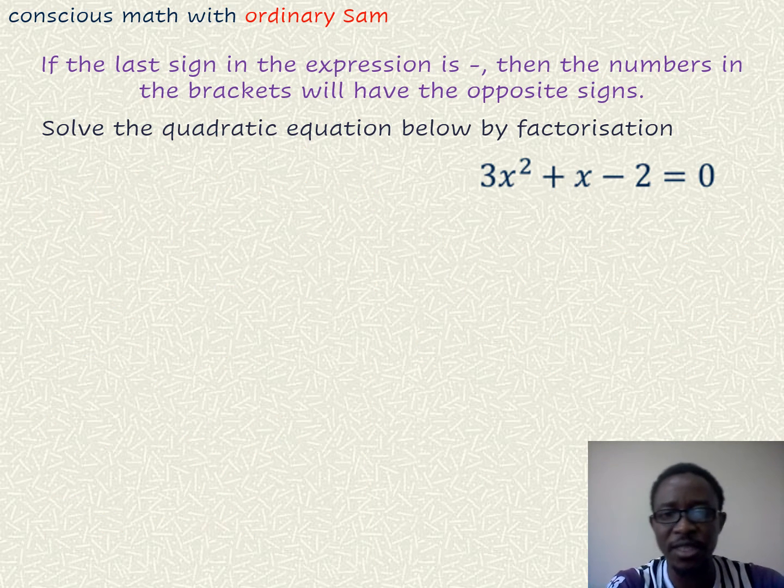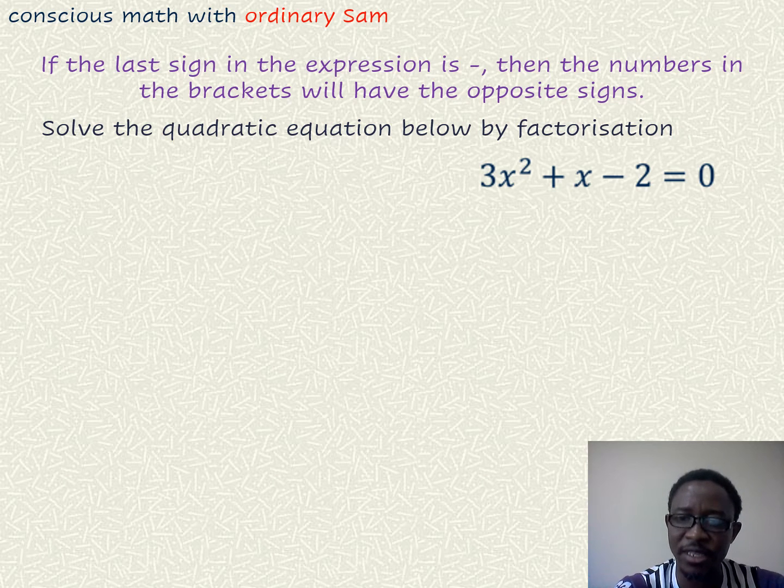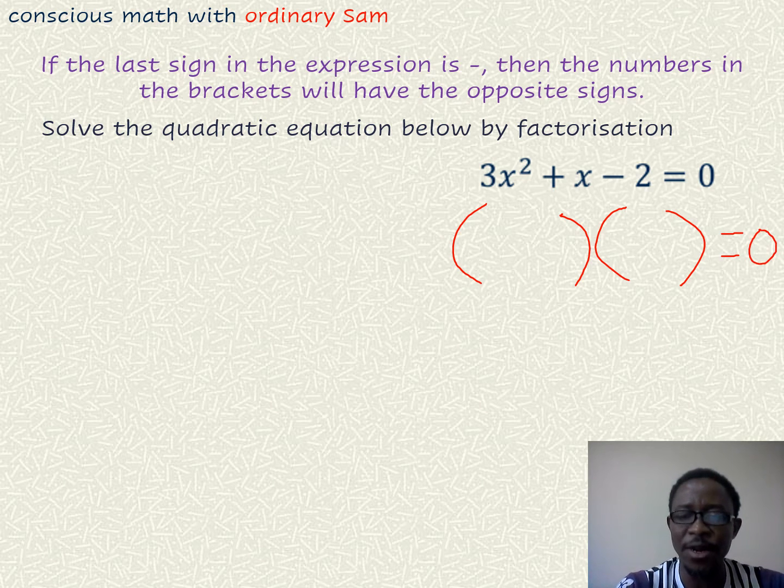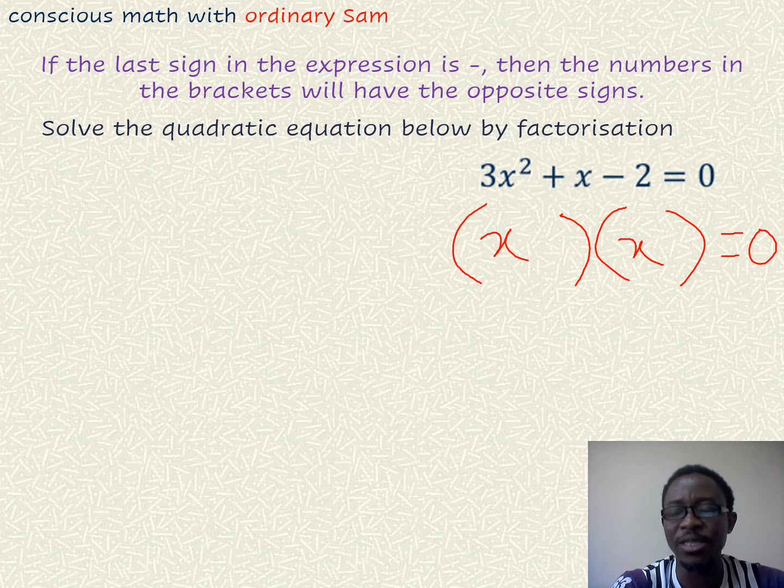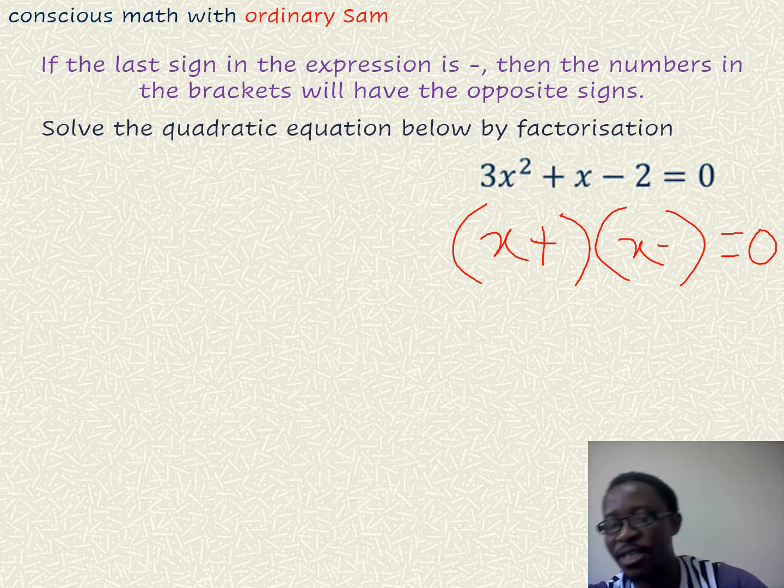The next example is this: 3x squared plus x minus 2 is equal to 0. Again, there is nothing to divide, so I'll open my brackets straight away this way, equal to 0. The variable I'm dealing with this time around is x and x. Now look at the instruction up there. If the last sign is a minus, then you will write opposite signs in the bracket. I will advise you to start with a plus, because plus is the sign that is in the middle. Then I'll write minus.